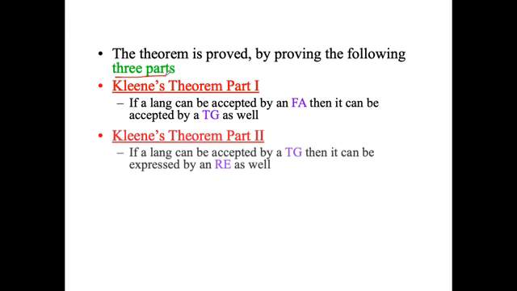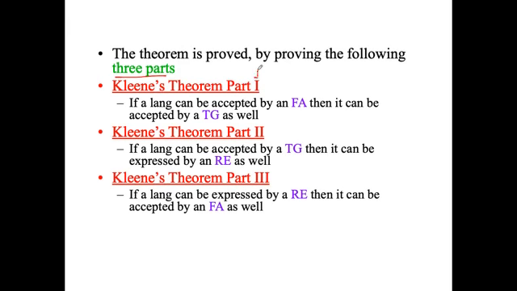So the theorem is proved by proving the following three parts. Part 1 is, if a language can be accepted by FA, then it can be accepted by transition graph as well. Part 2 is, if a language can be accepted by transition graph, then it can be expressed by regular expression as well. And part 3 is, if a language can be expressed by regular expression, then it can be accepted by FA as well.